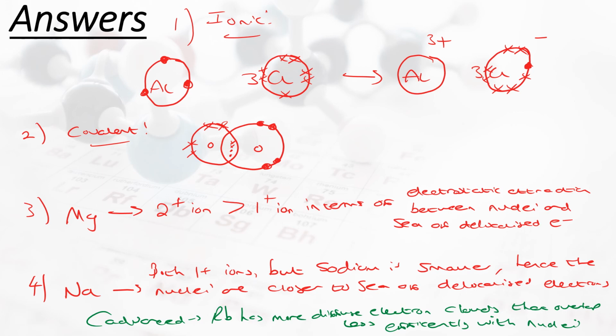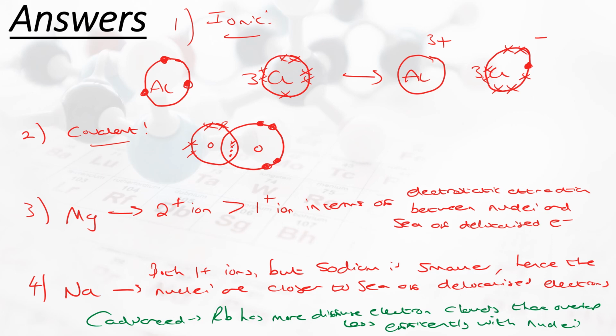Question 3 was to ask which has the higher metallic bonding strength, sodium or magnesium. Well, remember that the two things that dictate the metallic bonding strength were the size of the ion and the charge on the ion. Magnesium is obviously a 2+ ion compared to a 1+ ion for sodium, and so there's much greater electrostatic attraction between the nuclei and the sea of delocalized electrons, and so therefore the magnesium has a higher metallic bonding strength than the sodium. It's because of that greater electrostatic attraction between the positively charged nuclei and the sea of delocalized electrons.